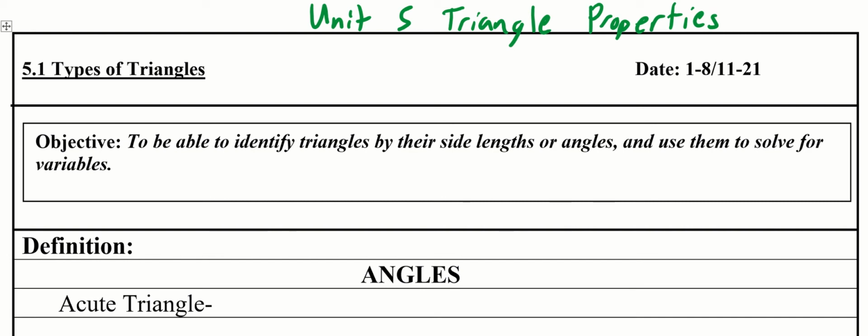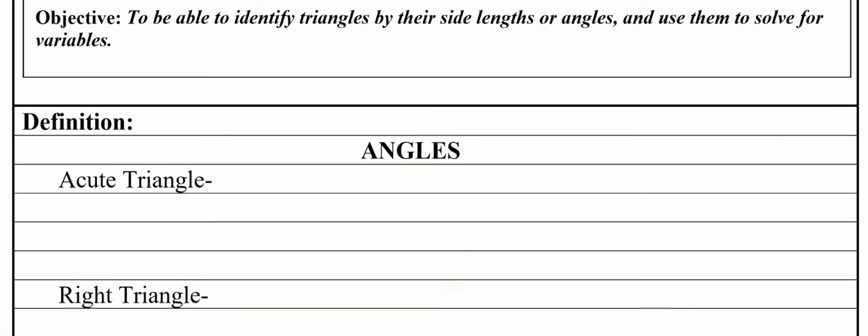Okay, you can add the date that we took this as well, and our objective is to be able to identify triangles in two ways, one by its side lengths and then the other by its angles. And then we're also going to use that information to solve for different problems here. So the ways that we can name triangles here, the first type is we can name it by its angles. Okay, so I want you to write this with me here.